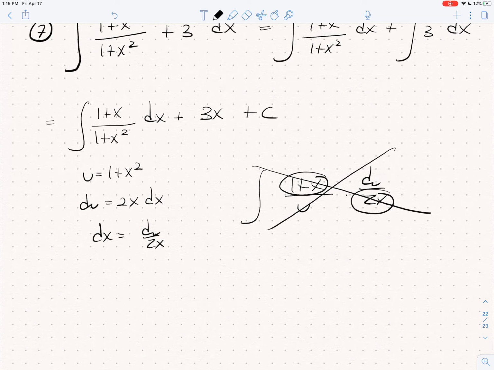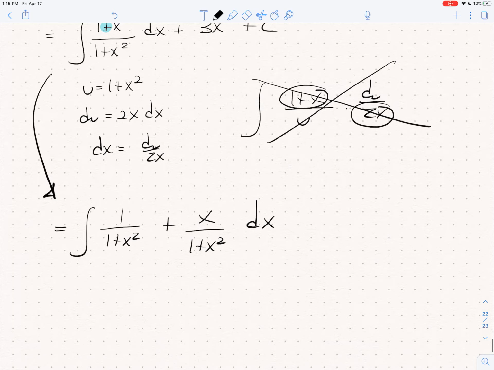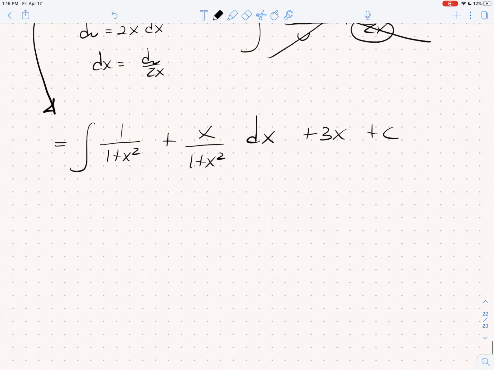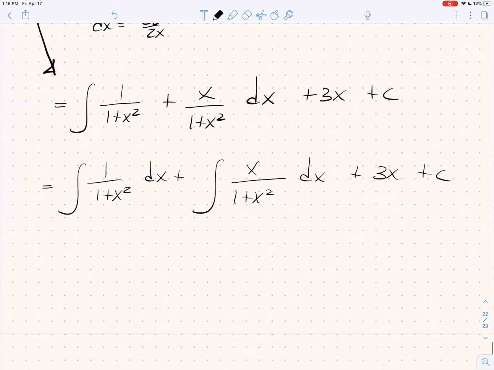And so here's the trick. When you see this plus upstairs, you can actually break it up some more, and you might want to do that in this case. This problem is equal to the integral of 1 over (1 + x squared) plus x over (1 + x squared). They have the same denominator, so I can just add them up like that. Do we agree? And then I've got plus my 3x plus a c. I'm going to break this up even more as the integral of 1 over (1 + x squared) dx plus the integral of x over (1 + x squared) dx plus 3x plus c.